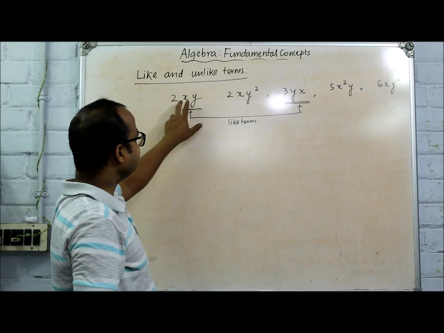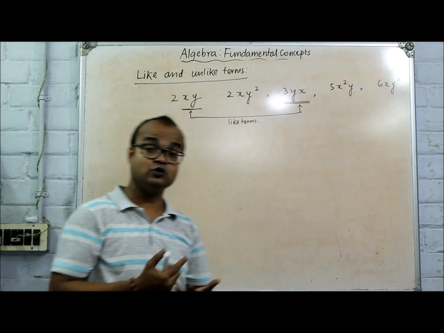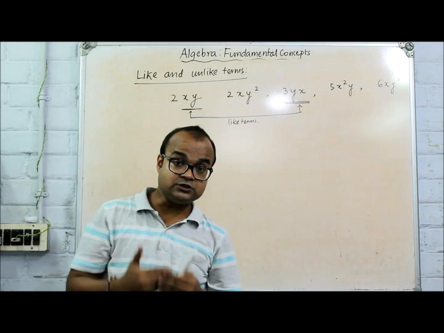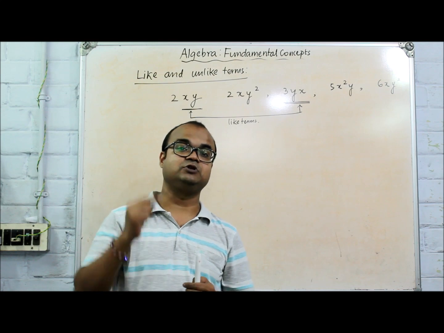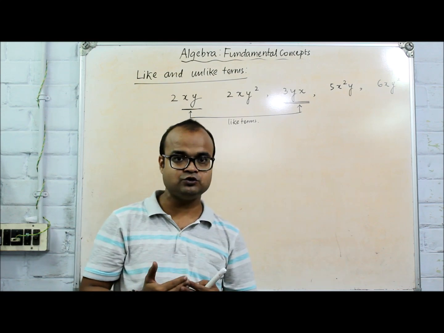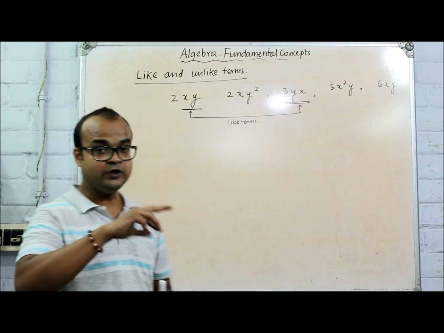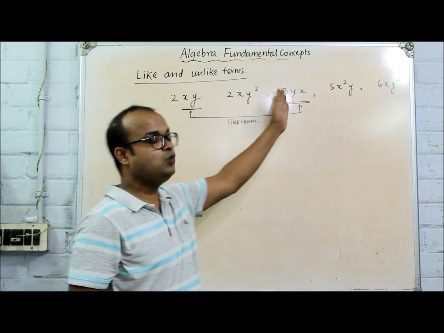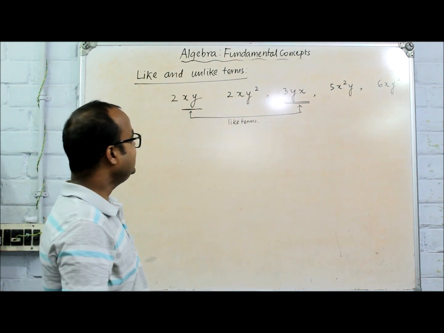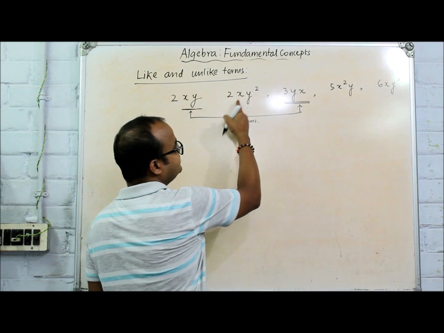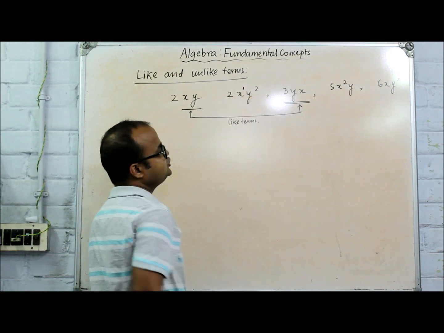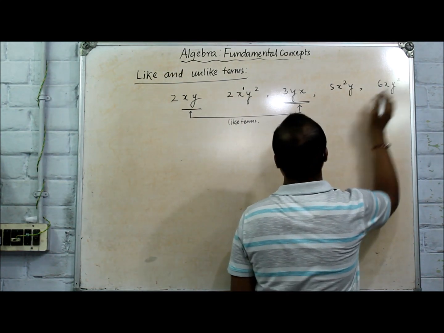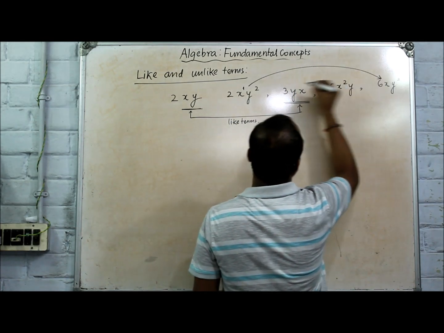Now, sometimes you get confused. xy, yx, different? No, xy and yx are the same because arithmetic and algebra follow the commutative rule. That means 2 into 3 is equal to 3 into 2, both equal to 6. In the same way, x into y is equal to y into x. So these two are like terms. Now if I find the like term of this, x power is 1, y power is 2. See here, x power is 1, y power is 2. So these two are like terms.